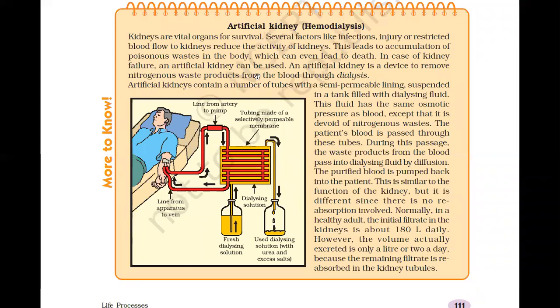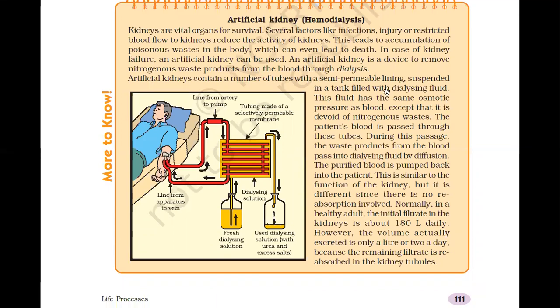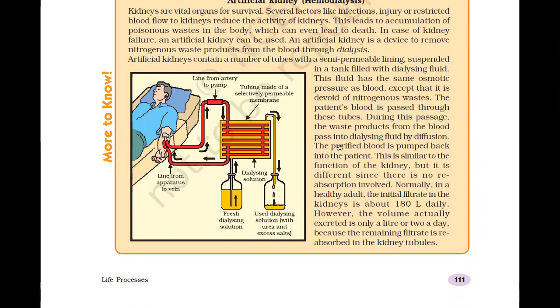Artificial kidneys contain a number of tubes with a semi-permeable lining suspended in a tank filled with dialysing fluid. This fluid has the same osmotic pressure as blood, except that it is devoid of nitrogenous waste. The patient's blood is passed through these tubes. During this passage, the waste products from the blood pass into the dialysing fluid by diffusion. The purified blood is pumped back into the patient. This is similar to the function of the kidney, but it is different since there is no reabsorption involved.